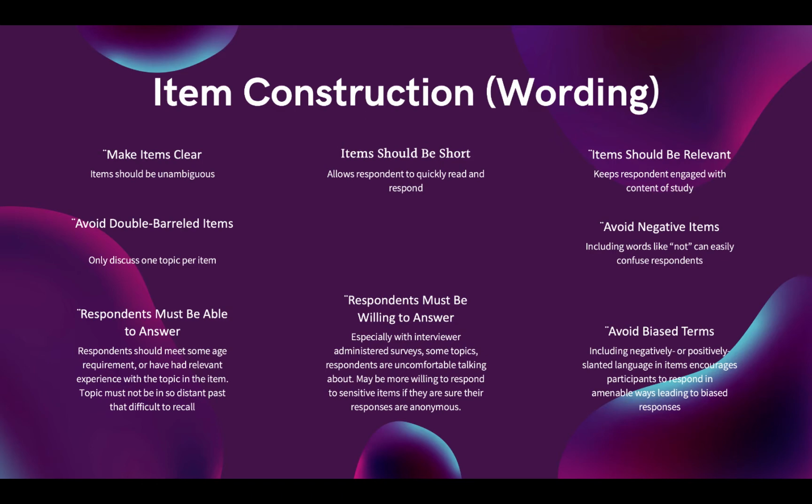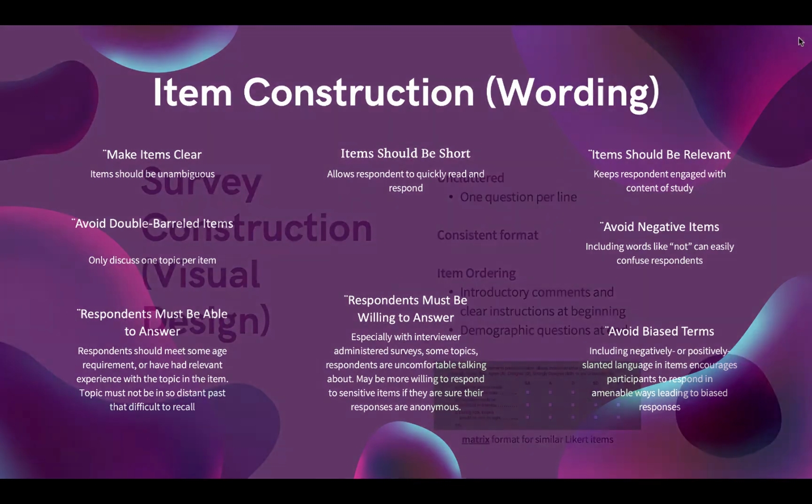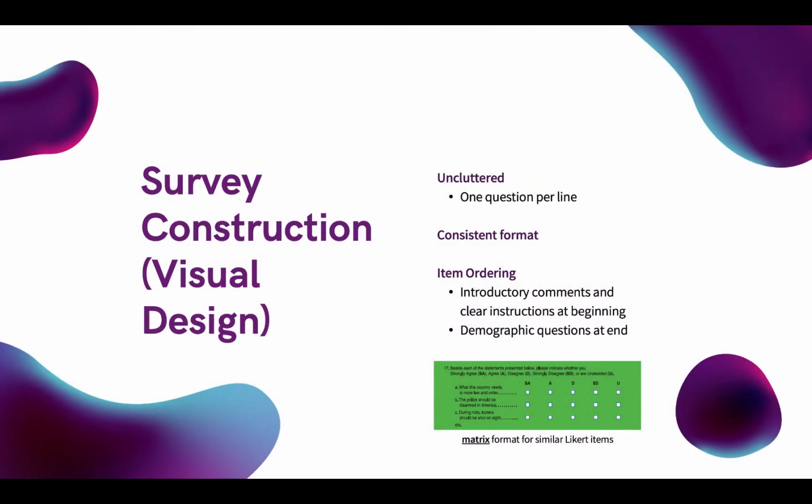Respondents also must be willing to answer. Some questions or statements that are brought up might be sensitive, so you want to make sure that they're going to be willing to answer by ensuring the confidentiality of their responses as well as their own anonymity. Finally, you want to avoid biased terms. You don't want to sway the participant to respond in a certain way that is amenable to the question that you asked. Survey construction is also important.